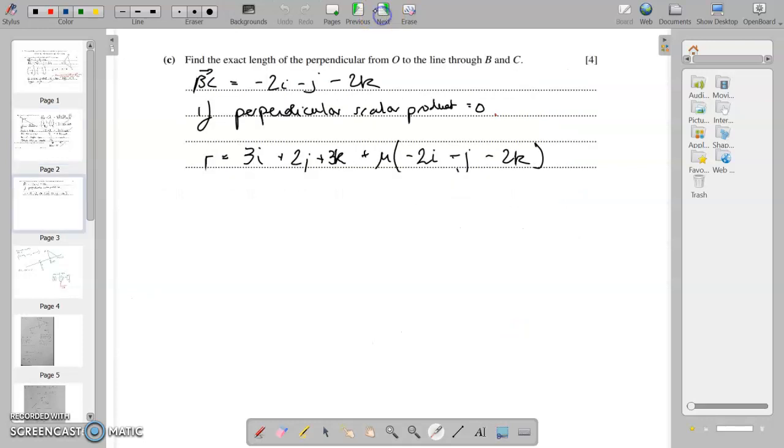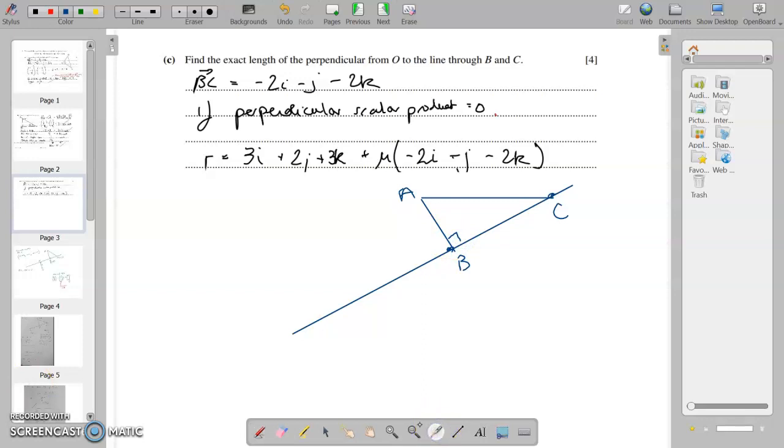Next one. Part C. Find the exact length of the perpendicular from O, the origin, to the line BC. Well, let's draw a line BC. Let's say there's a line BC. I'll just mark B and C. Let's say that's B and that's C. Well, let's put A in. And there's A. As you can see, we've got a right angle triangle.